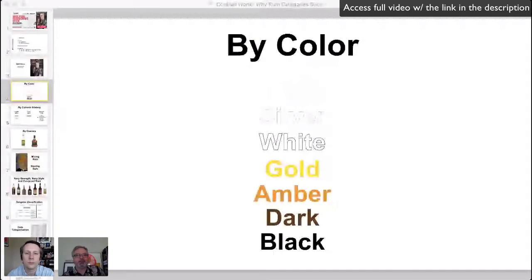aged. People seem to think, oh, they're not aged, they didn't spend any time in the barrel because they're white. And no, the vast majority, if you go by volume, if you look at the regulations of Puerto Rico, for example, they have to be aged. They're aged and filtered. And an aged and filtered white rum tastes different from a completely unaged rum. So that's white. And then you get into gold and amber.